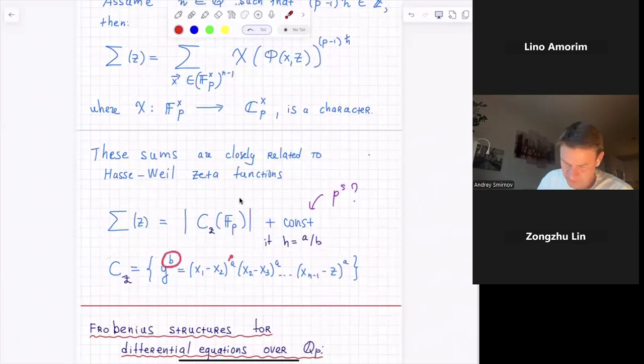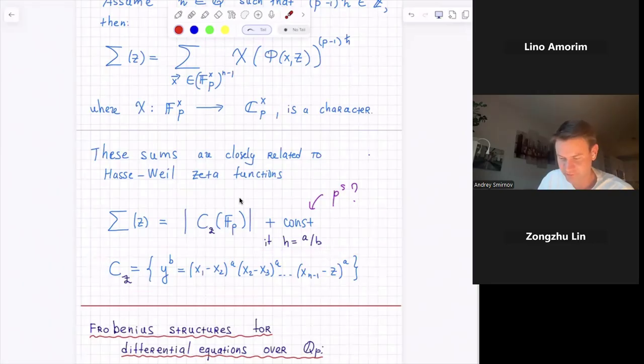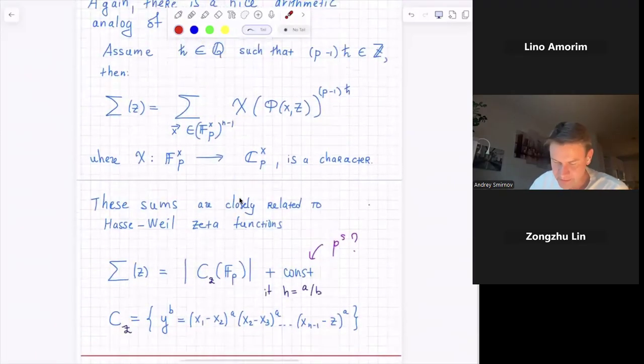And what are a and b here? As I said, if I assume that h is a rational number with numerator a and denominator b, then you can associate to that this hypersurface. You can consider this hypersurface over finite fields. You have a well-defined number of points on that, and this is exactly what the sum computes. And again, this hypersurface should remind you of the master functions I mentioned before. All right. This is how these sums are also related to Hasse-Weil zeta functions. They compute the number of points on hypersurfaces.